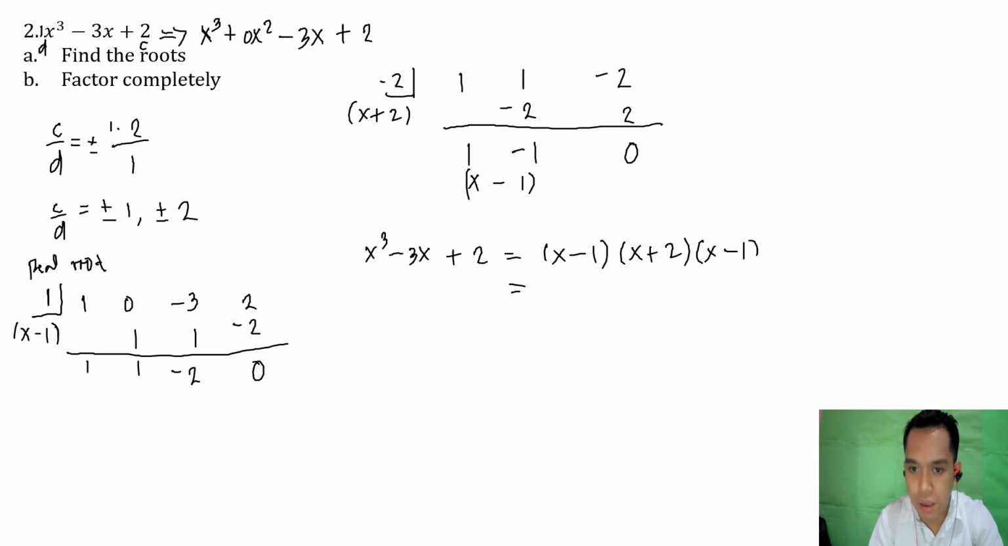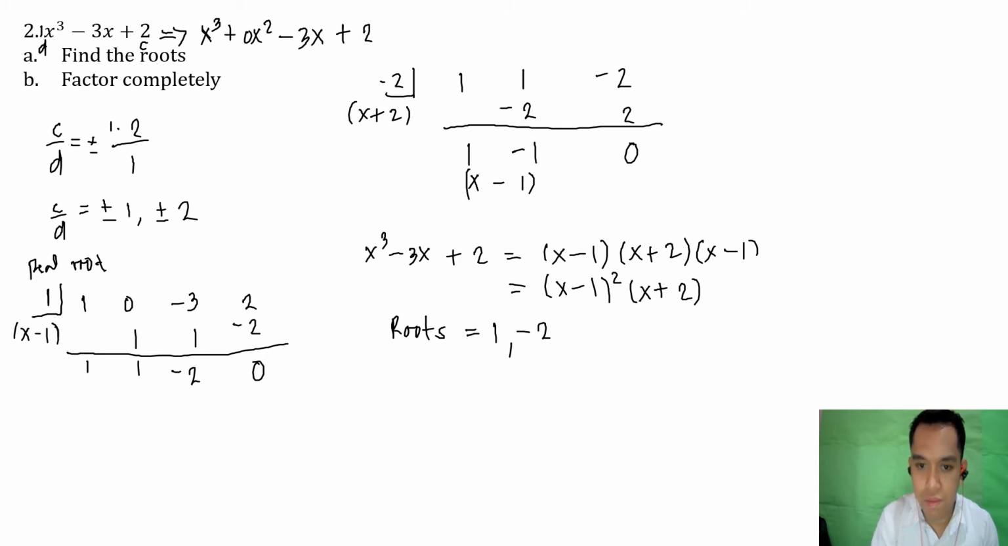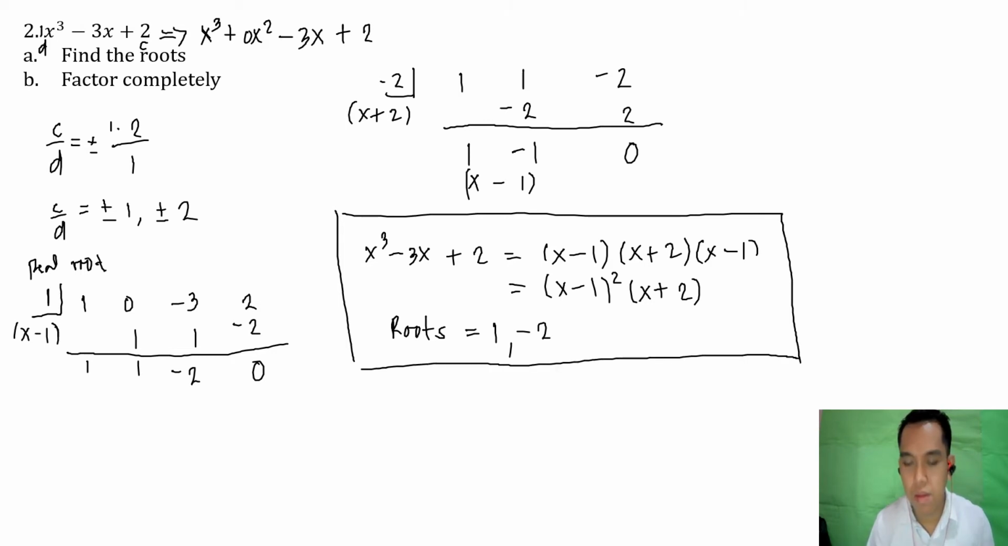Or quantity of x minus 1 squared times quantity of x plus 2. Okay? So, x minus 1 quantity squared times quantity of x plus 2. So, the roots are, yung ating roots dito, the roots are positive 1 and negative 2. Okay, next.